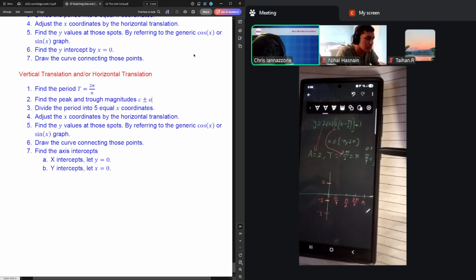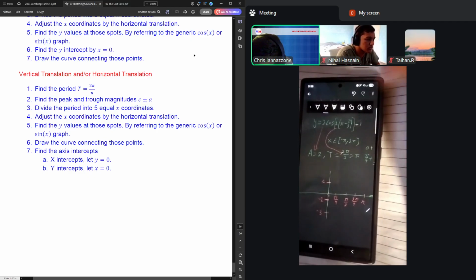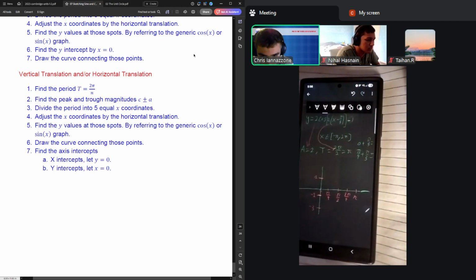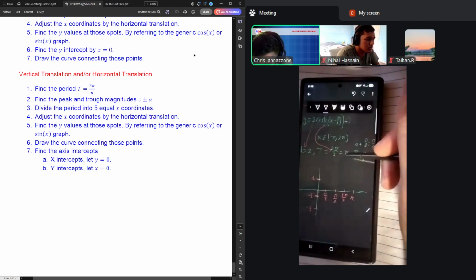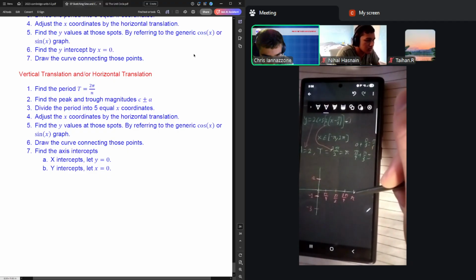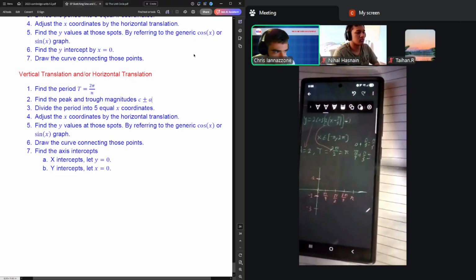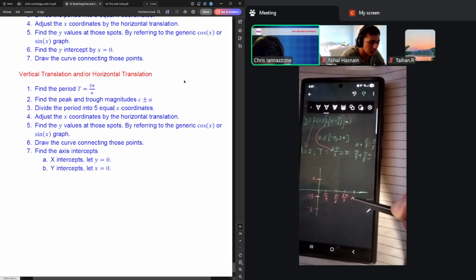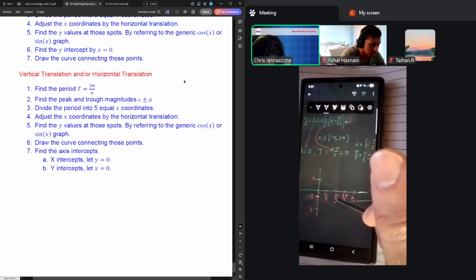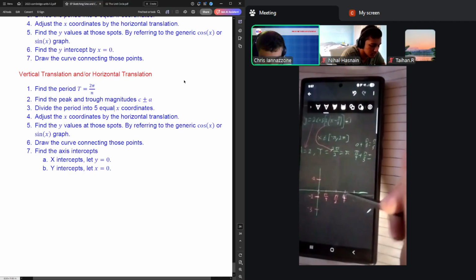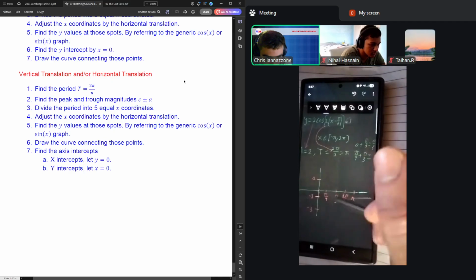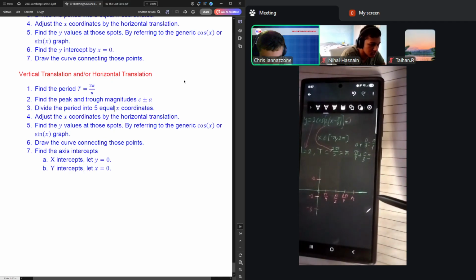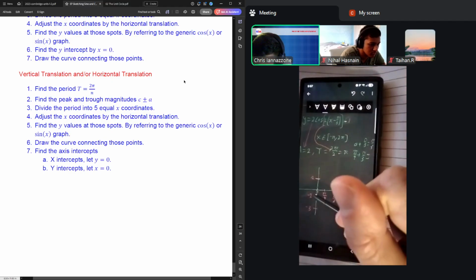From there, we were discussing how to handle the horizontal translation. The way I'm proposing you start is by looking at the period and breaking it up into 5 equal parts. So that's what step 3 says: divide the period into 5 equal x coordinates. You start at the period value, pi, and the easy way to do it is to halve and then halve again. So pi becomes pi over 2, becomes pi over 4, and then you just count back until you solve this one. That gets you an initial scaling.